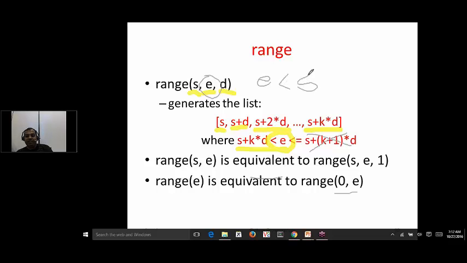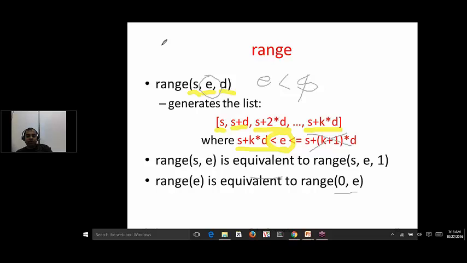Another important thing to notice, if for any case endpoint E is smaller than S itself, in that case range will generate empty list. So if I say range 0, minus 1, this will not generate any value, it will just generate empty list. So in such cases, if you are using range as part of for loop, it will terminate without even going inside the body of the for loop.